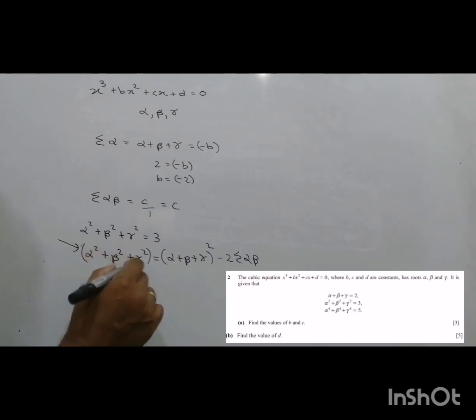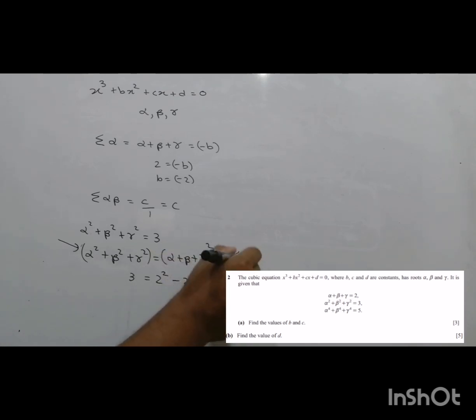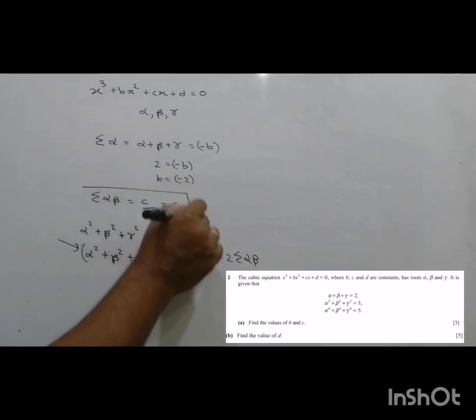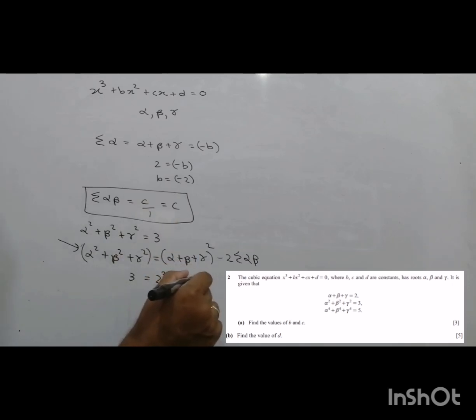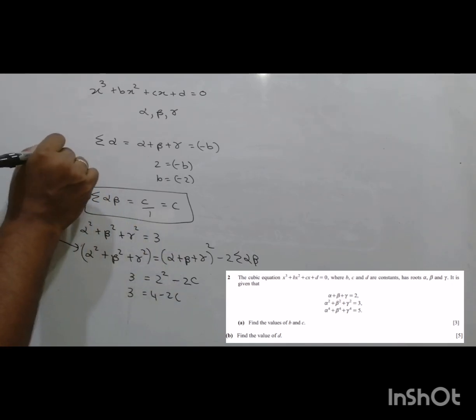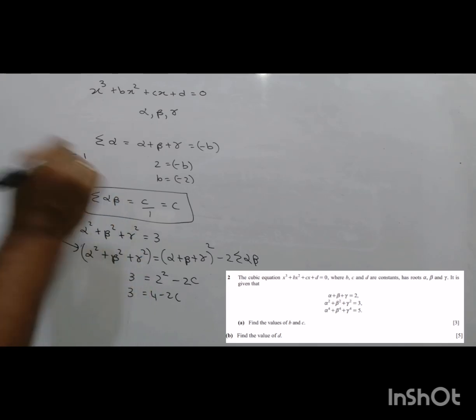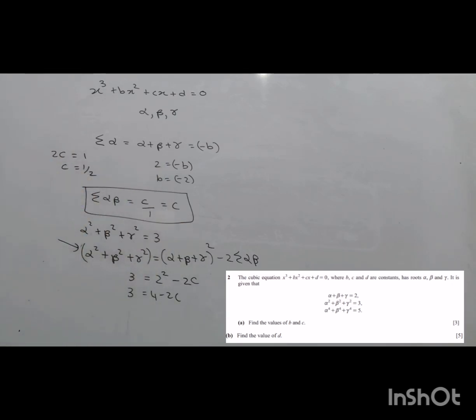We have been given the value of the sum of the squares of the roots, that's 3. So 3 is equal to, and we've been given this value as well, alpha plus beta plus gamma, that's 2. So 2 squared minus 2 sigma alpha beta, and as we saw earlier, sigma alpha beta is equal to c. So we have 3 is equal to 4 minus 2c, meaning we get 2c as being equivalent to 4 minus 3, which is 1, and c is half. So b is negative 2 and c is half.